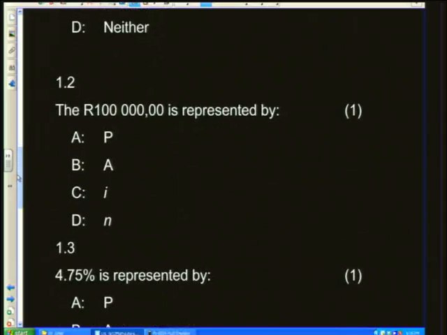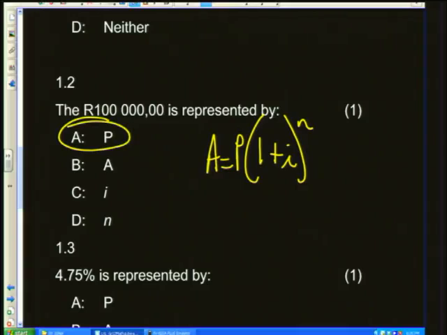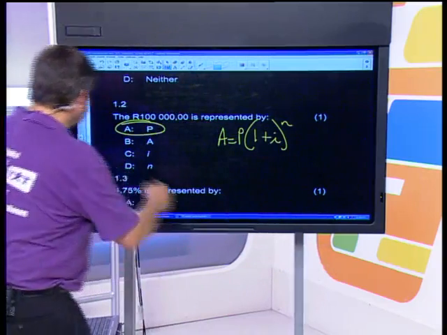Right, Carl, read the next one for me. The 100,000 rand is represented by the P, the A, the R, the N. Now remember, our formula is A is equal to P, 1 plus i, all to the power of n. So where's the 100,000 going to fit into this? It's the P, which is letter A. Geez, that was confusing, eh? It's A, P. It's P. It's okay. Advanced maths. Sounds like a political party here.